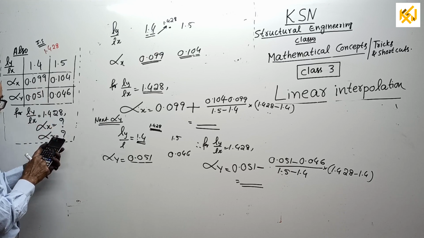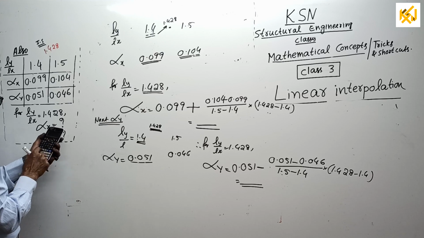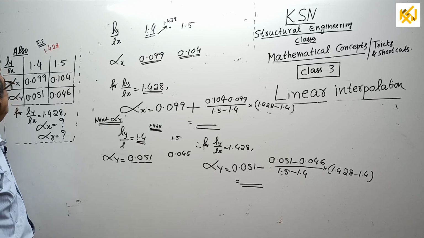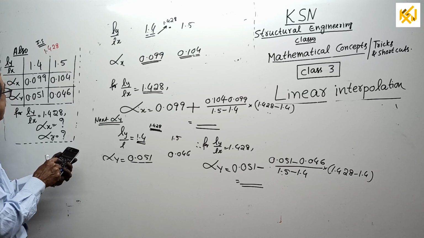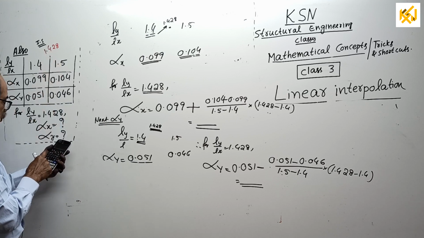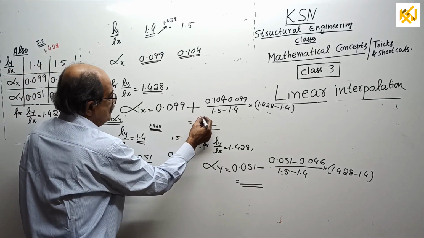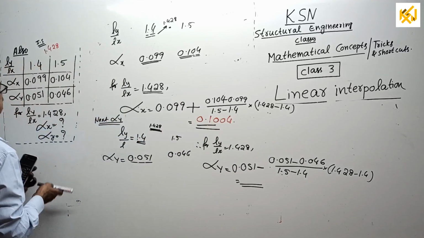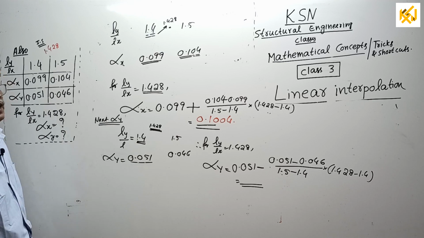0.099 plus bracket 0.104 minus 0.099, close the bracket. I will divide by bracket 1.5 minus 1.4, close the bracket. Actually not required, 1.5 minus 1.4 is 0.1, so you don't require a calculator. Then I will multiply with 1.428 minus 1.4. Answer comes to 0.1004. I think it is correct. Anyway, you can make out. See, it is in the range. Most probably correct.